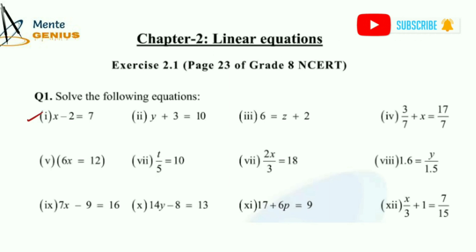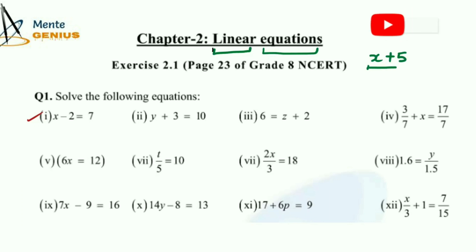Coming to the meaning of linear. What is linear? Linear means having degree 1, meaning the maximum power of the variable will be equal to 1. And equation means an expression in which the variable is like this, and the expression will be equal to 0. Now let us solve these questions.